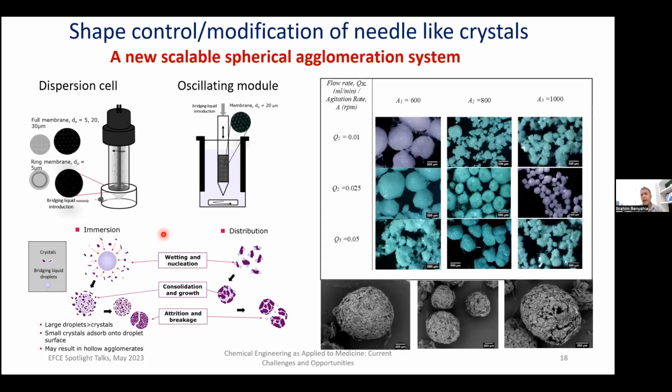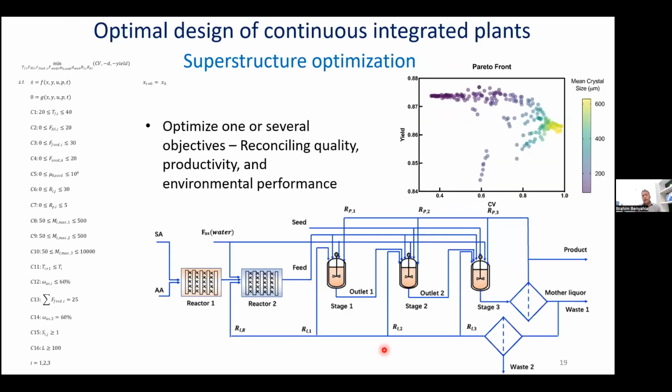And this is typically, in terms of design of experiments, looking at the different impact of the flow rate of the bridging liquid, the mixing, and so forth. And these are the SEM images showing very nice spherical agglomerates. We have also identified regimes under which we can actually produce hollow spherical agglomerates that may perhaps fit certain applications.